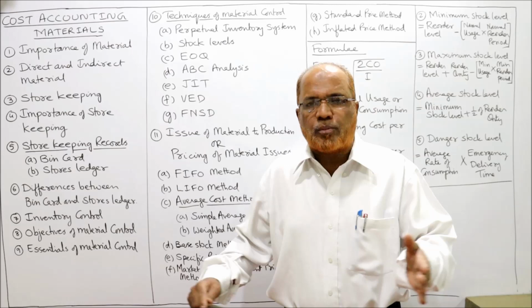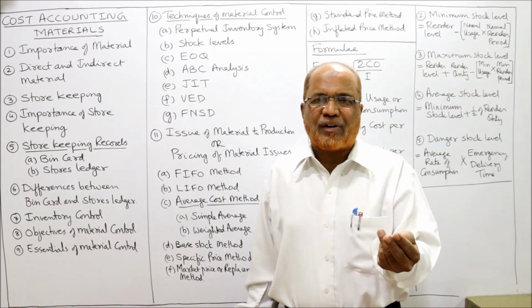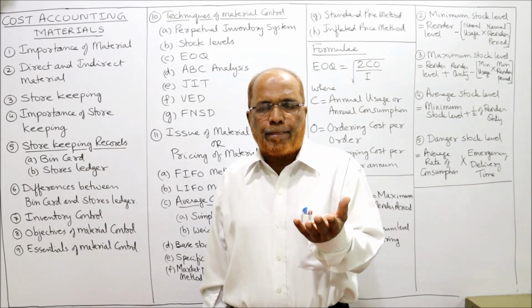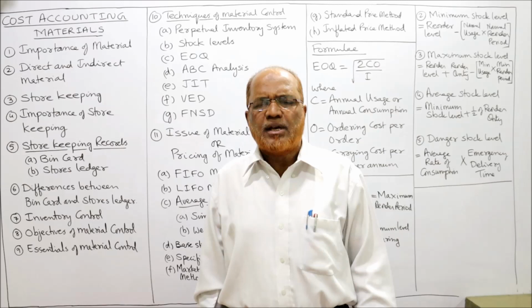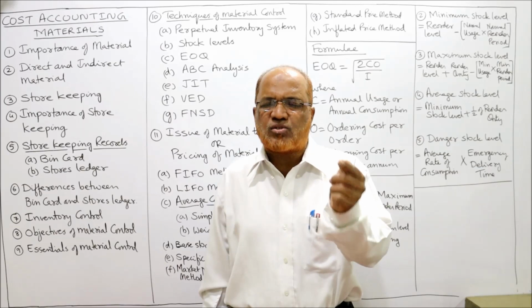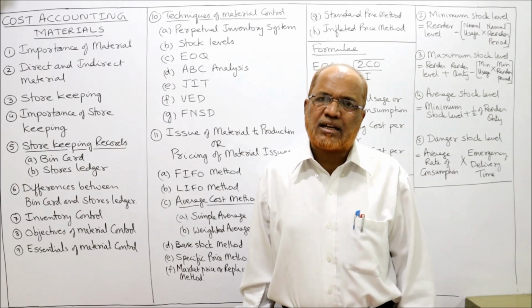For example, in furniture manufacturing, some glue, like Fevicol, is used for pasting. This glue is used not only for making one piece of furniture, but for all the different types of furniture. Similarly, nails and screws are items which are not specifically purchased for a particular product, but for all the products. These are called indirect material.